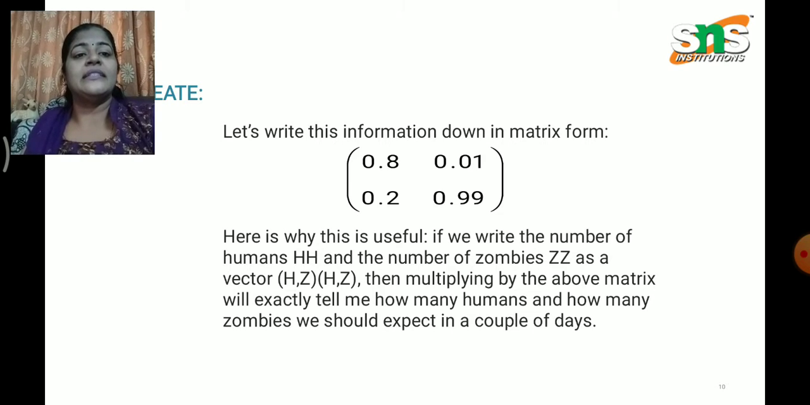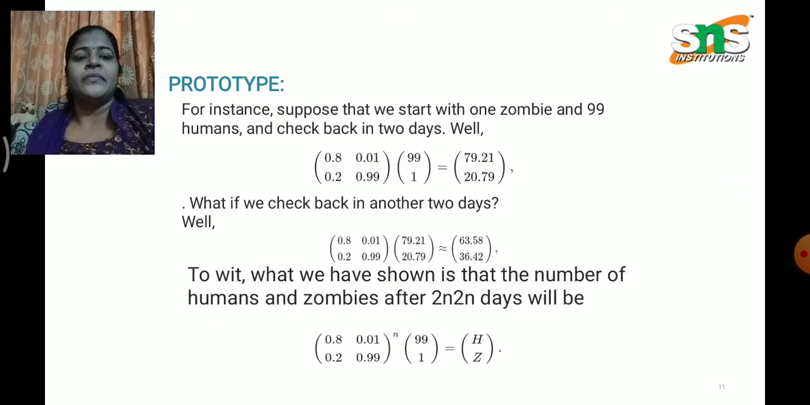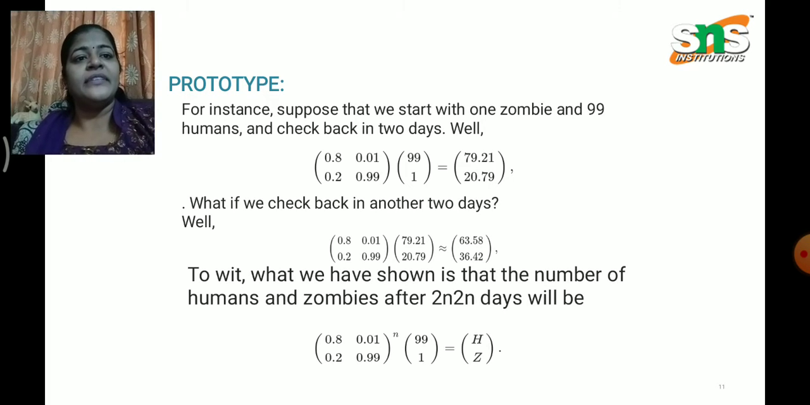Here, why is this useful? If we write the number of humans as H and the number of zombies as Z as a vector, H, Z, then multiplying by the above matrix will exactly tell me how many humans and how many zombies we should expect in a couple of days. Prototype: for instance, suppose that we start with 1 zombie and 99 humans and check back in 2 days.